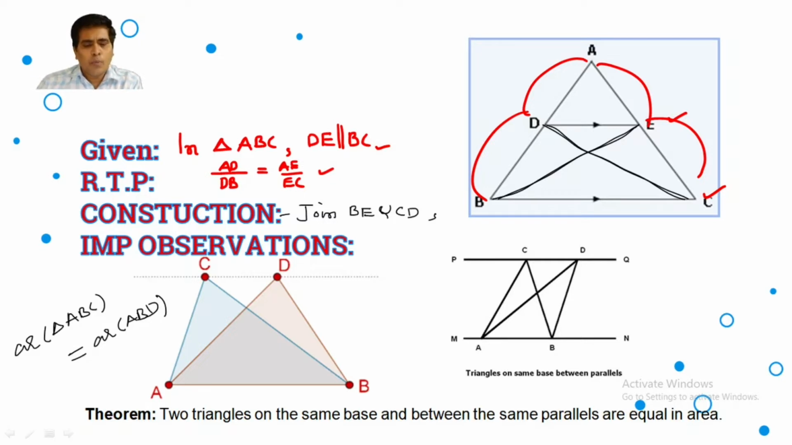Let us see how we will prove this. I will drop the perpendicular from C on AB. I will drop the perpendicular from D on AB.